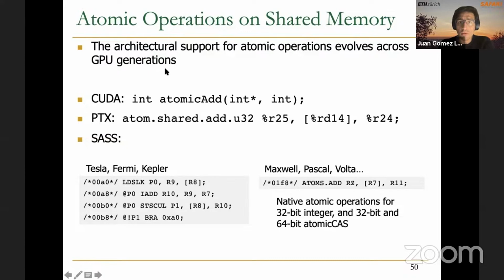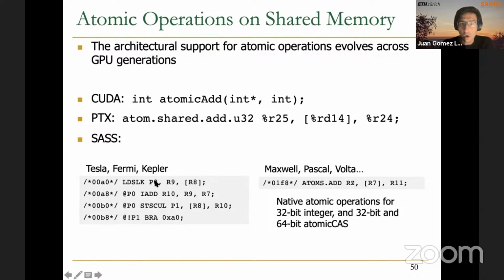So remember, the architectural support for atomic operations has evolved across GPU generations. Remember, this is the syntax in CUDA. This is the PTX, or the intermediate representation, and then we have the assembly. How does it look? In shared memory, the atomic operations for the first 3 generations of CUDA capable devices, Tesla, Fermi, and Kepler, consisted of a number of instructions. In this particular case, 4 instructions.